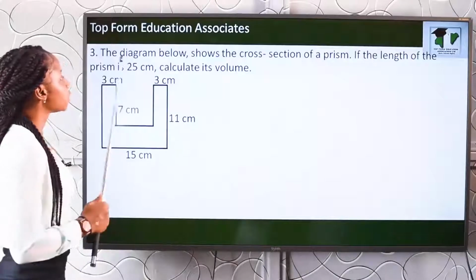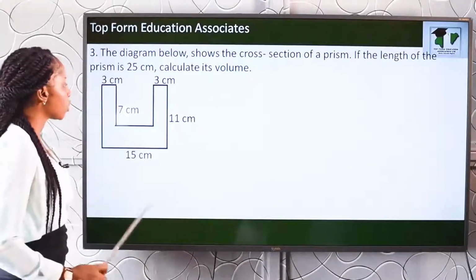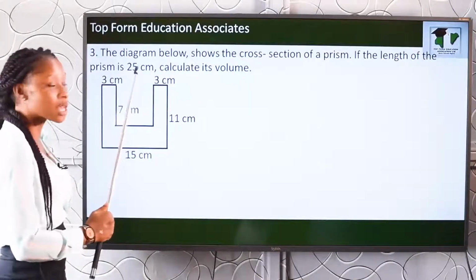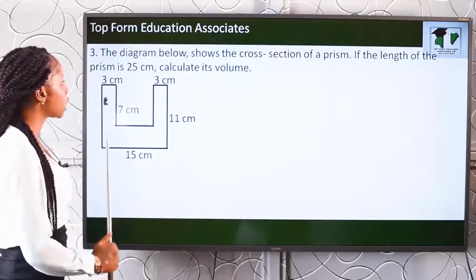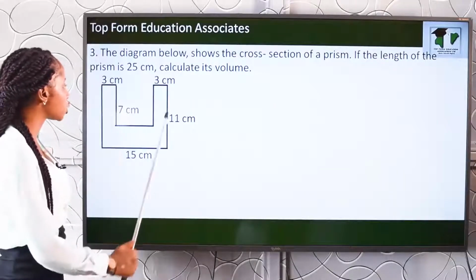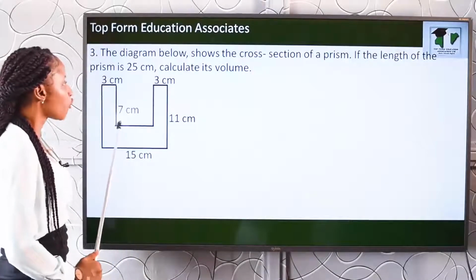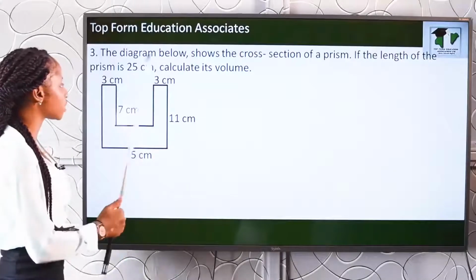Number three, the diagram below shows the cross-section of a prism, okay? Now, if the length of the prism is 25 centimeters, calculate its volume. We're given a cross-section of a prism. This is just a part of a prism, okay? And we're asked to look for the volume. We're given the length of the prism as 25 centimeters.